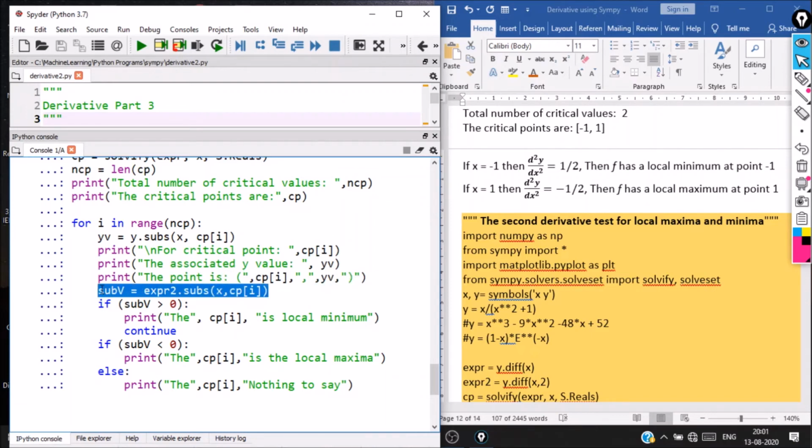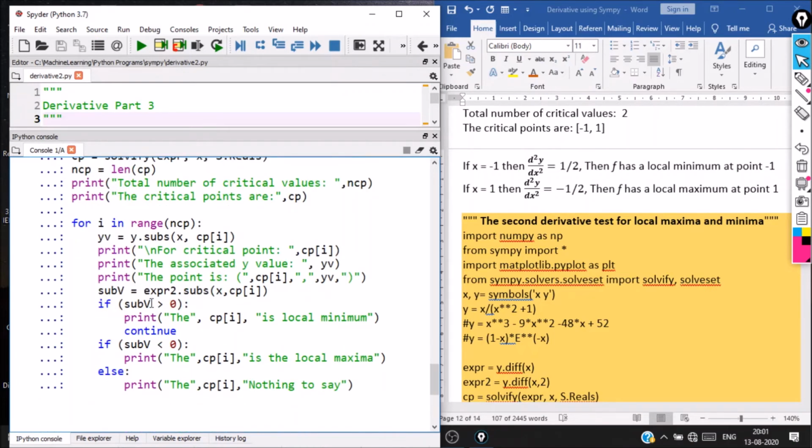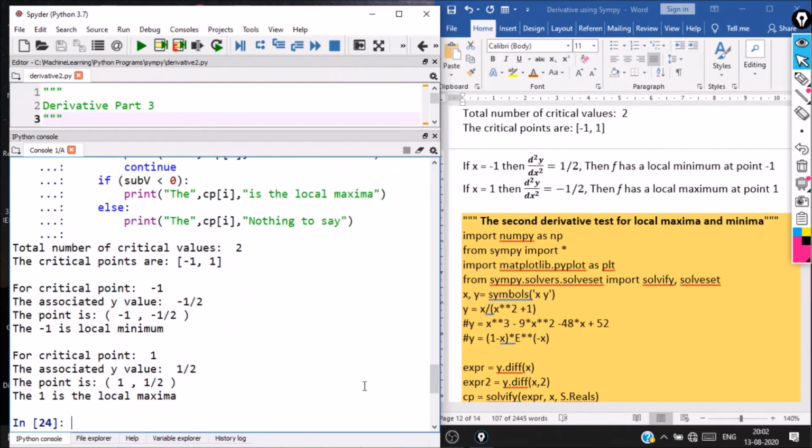Here we check the d2y by dx square value. Expression 2 holds the second derivative of this particular expression. If that value is greater than 0, then it is a local minimum. If it is less than 0, it is a local maximum. Otherwise there is nothing to say. So we can execute it.